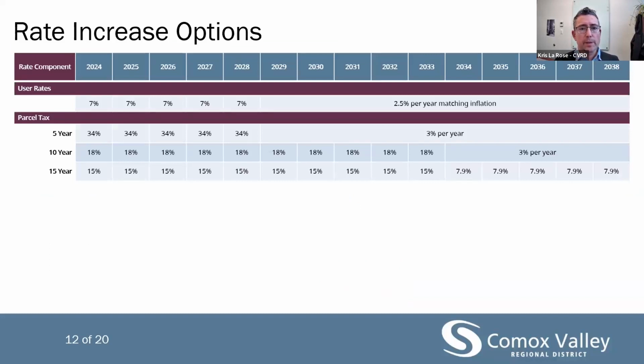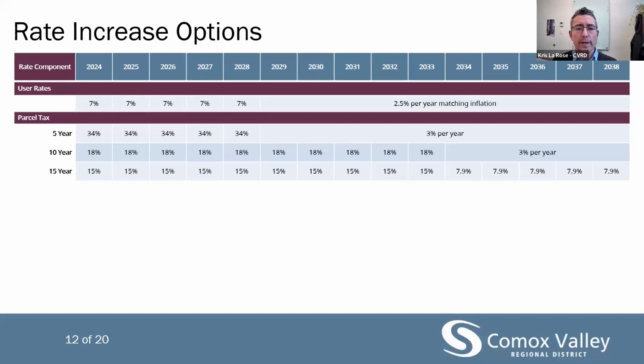Again, here are plans for rate increases to the 2 key fee components, the user rates and parcel taxes. For user rates, an additional boost in the first 5 years is necessary, but then will relax after 2028. And this means a 7% increase in 2024 through 2028 annually, which includes the 2.5% inflation rate, and a 2.5% increase to align with inflation in the years following that.